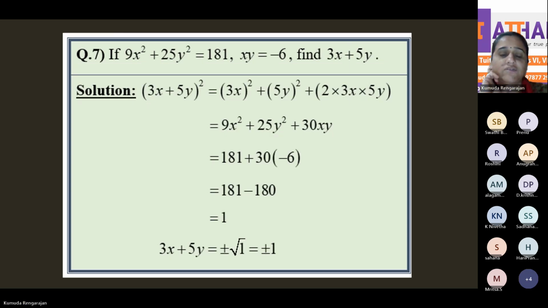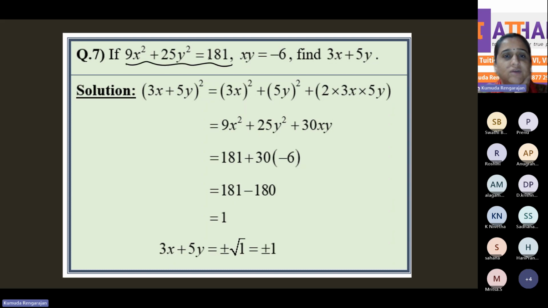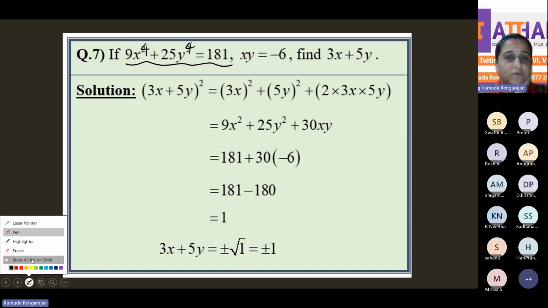Yeah. Check this one. So here we are given 9x squared plus 25y squared. We need to find 3x plus 5y. In this case, you should not write this and square on both the sides. If you square this one on both the sides, you will get power 4. So that's not going to help you.